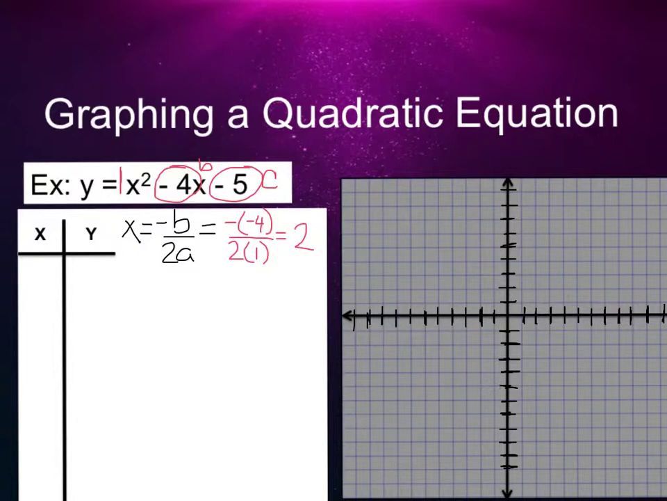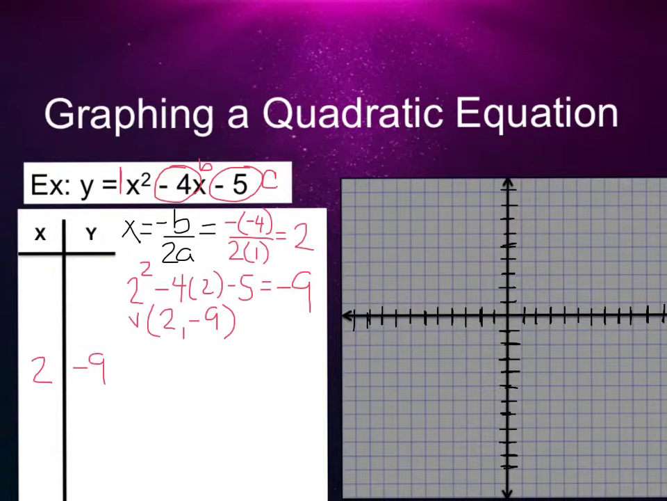So now that we have the x, we're going to plug that into the original function to get our vertex. So we have 2 squared minus 4 multiplied by 2 minus 5. And when I simplify this, I get negative 9. And now that gives me my vertex. So my vertex is going to be the point 2 for x and negative 9 for y. So I'm going to write that in the middle of my table, my vertex, 2, negative 9. And I'm going to box it so we know that that is an important point on our parabola.